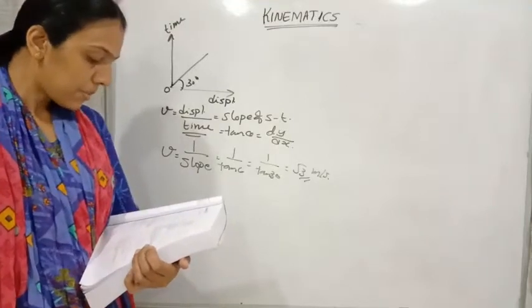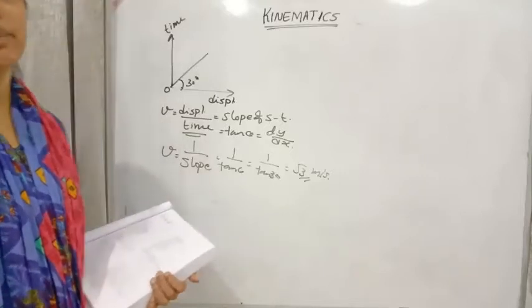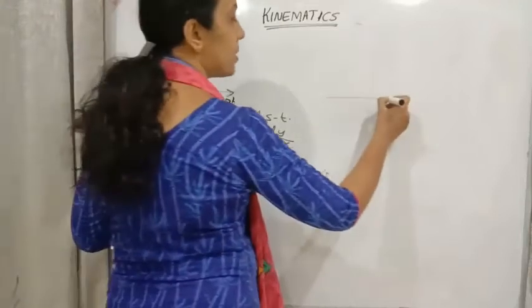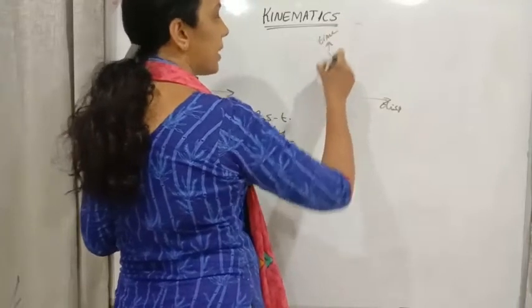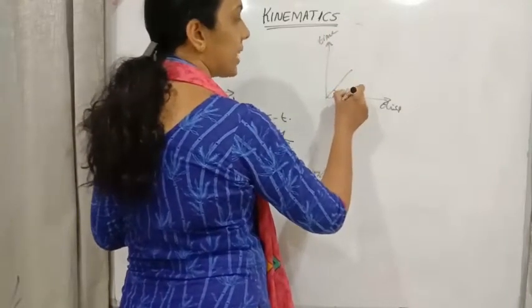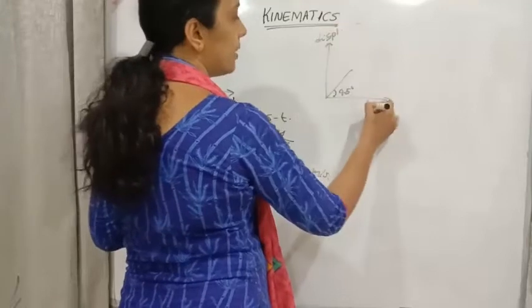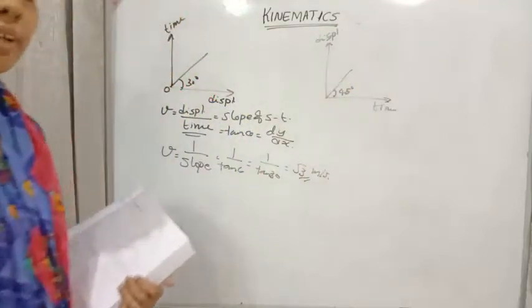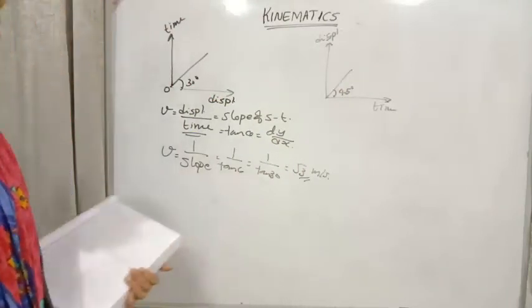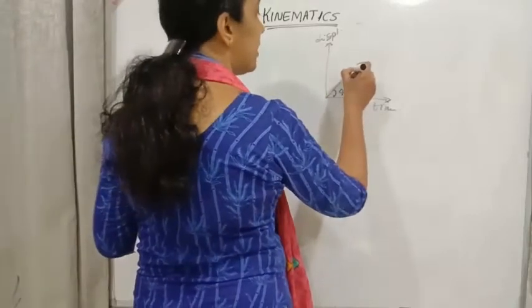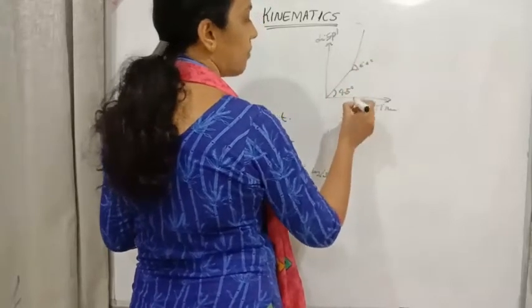Next: the displacement time graph of a particle at time t makes an angle of 45 degrees with the time axis. Here this is displacement and here it is time. It is making an angle of 45 degrees with the time axis. Then after 1 second it makes an angle of 60 degrees with the time axis. So here it's making an angle of 60 degrees, after 1 second.